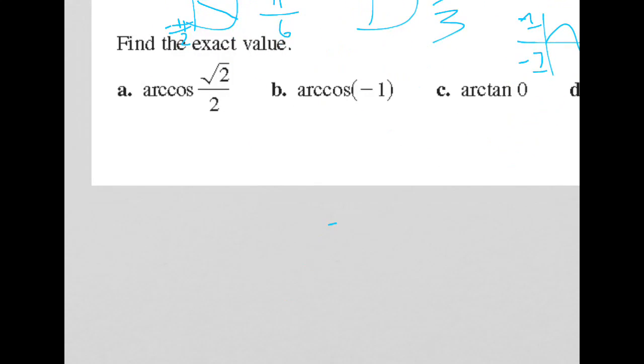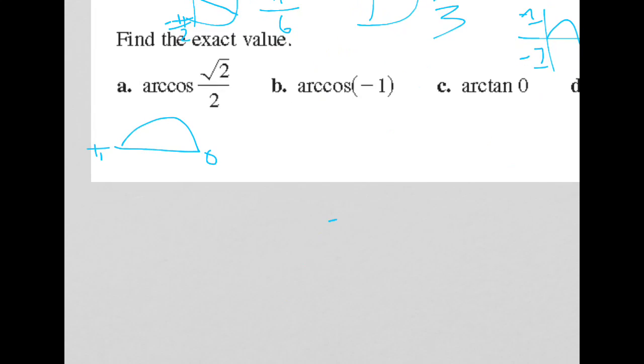Okay, cosine. Remember, this now has a range between 0 and pi. So we're only looking at the top half of the unit circle right there. We've got root 2 over 2. Where does that happen? Well, that happens at the pi over 4 values, and root 2 over 2 is positive here, so we get a positive pi over 4. Where is the value of cosine negative 1? Well, that's happening over here at pi.